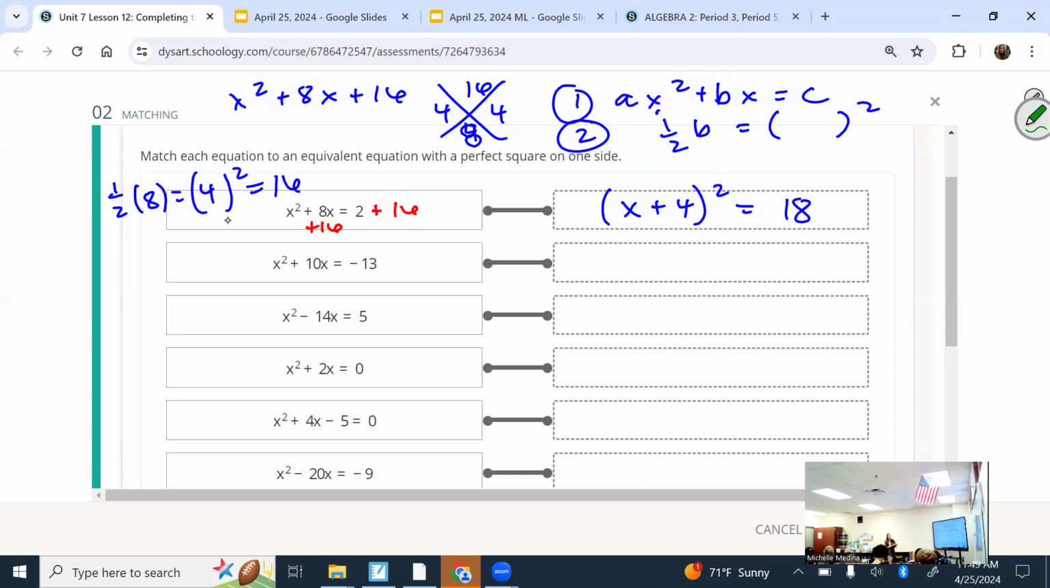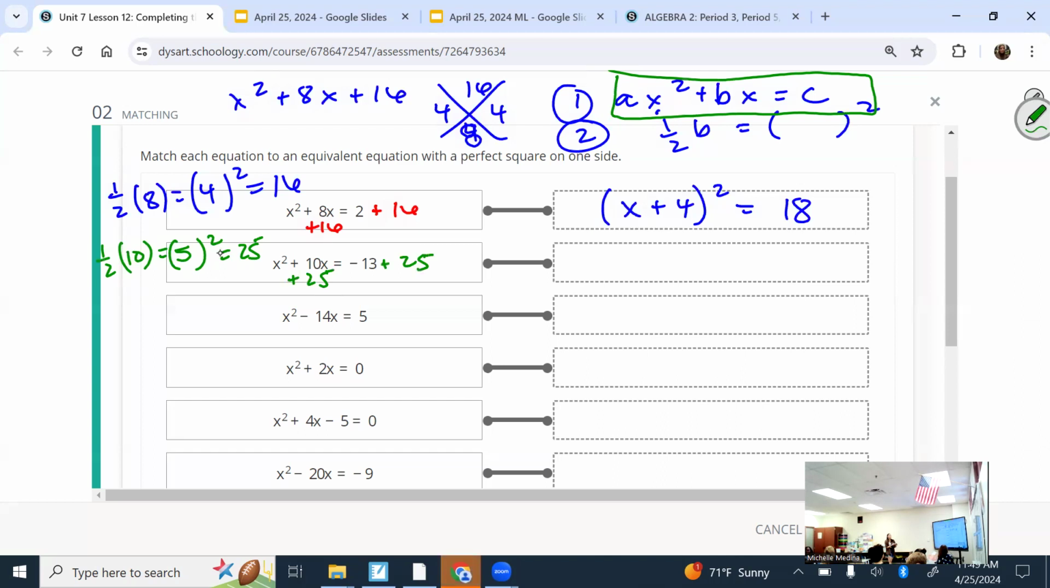For this one, is it already rewritten into the form that we want it? So then move on to step 2. Take half of b, what's b in this one? What's half of 10? Square it, what's 5 squared? And we're gonna add that to both sides.